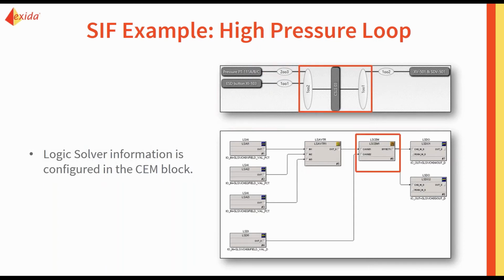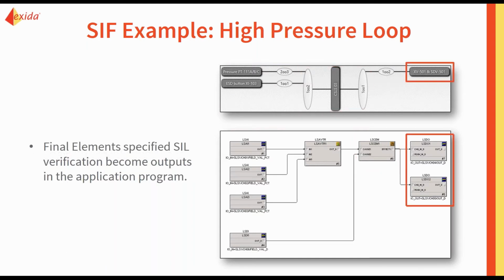Next, you have your logic solver information, which is configured in that CEM block. And finally, your final element specified and modeled there. It looks again like you have 1 in the SIF, but in reality, we know that you have 2 final elements voted 1 out of 2. So those are your outputs in the application program. So that's pretty straightforward. You see how the structure of this already works and that much of the information you need is already in Silver.